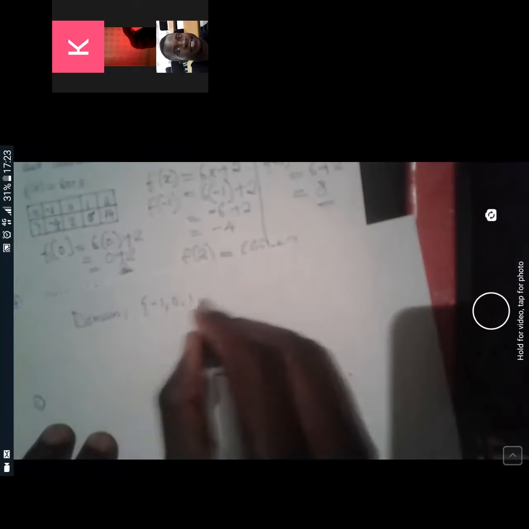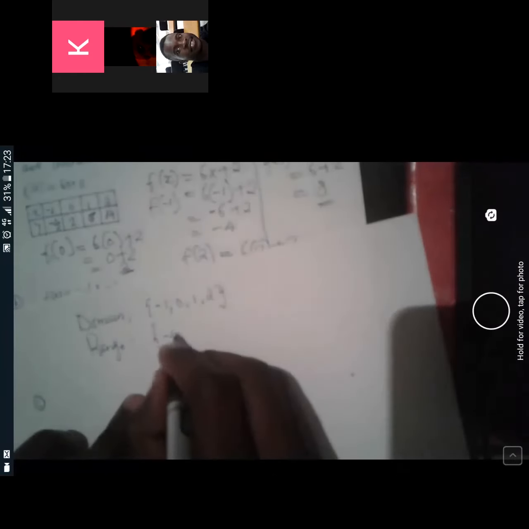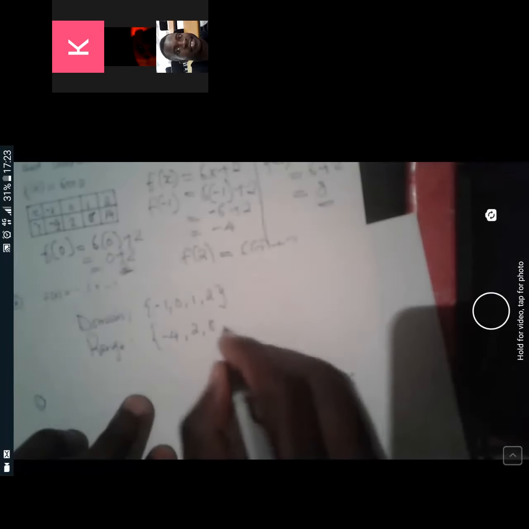So for the first one, the domain is simply -1, 0, 1, and 2. And then the range of the first function is -4, 2, 8, 14. So that is the domain and the range of our first function.